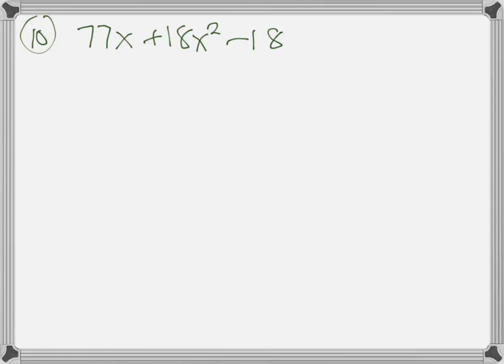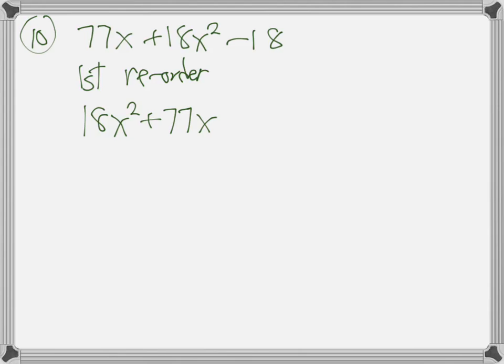Okay. What needs to happen first on this one? Organize. Yeah, it's out of order. So you have to first reorder this one. Put it highest power to lowest: x squared, x, no x. That order. So now try to factor. That's kind of a hard one. So give that one a try.